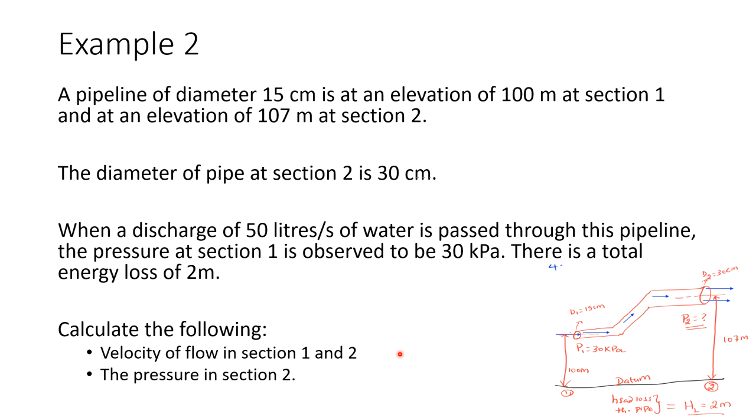We are given a discharge of 50 liters per second, which we have to convert into meter cube per second, passed through this pipeline. The pressure at section 1 is observed to be 30 kilopascals, which we have to convert into pascals. And the total energy loss is 2 meter.